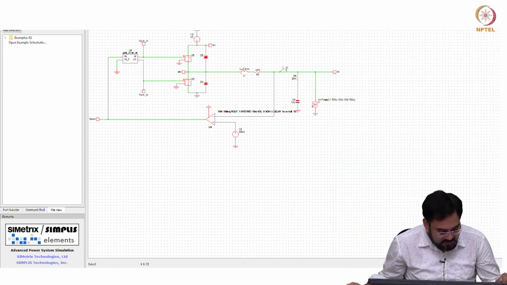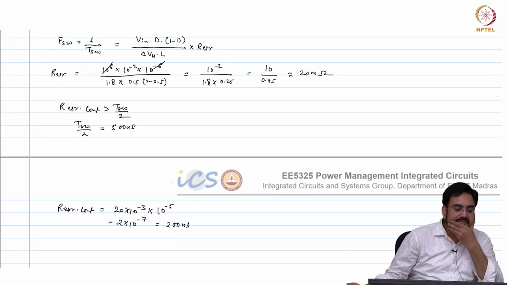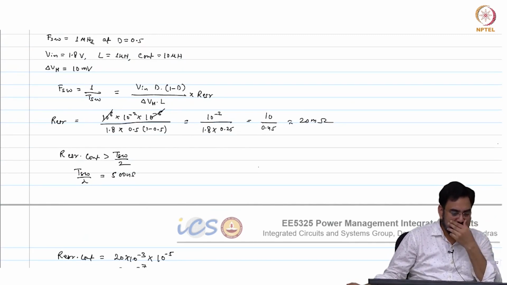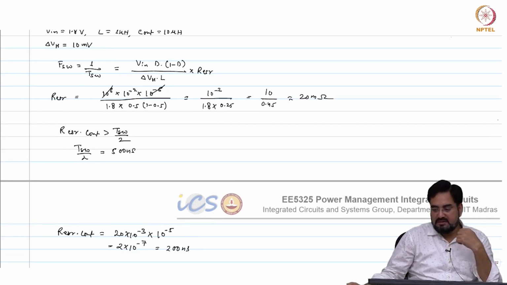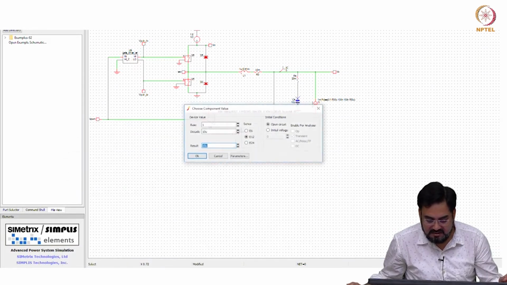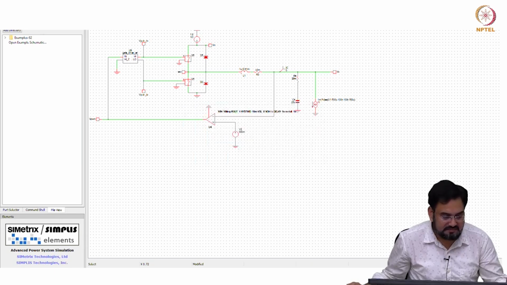So, now if I want to meet that condition, how much RESR do I require, or let us say increase the cap, because I want to limit the ripple to 10 millivolts. So, how much do you require? 2.5 times more. So, let us make it 25 microfarad.